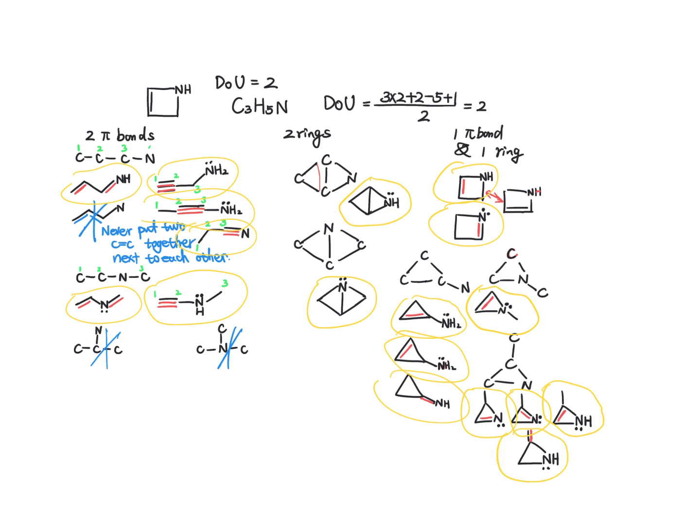So that is the end of the video. I hope you learned how to use degree of unsaturation to draw out all the possible constitutional isomers. Thank you for watching.